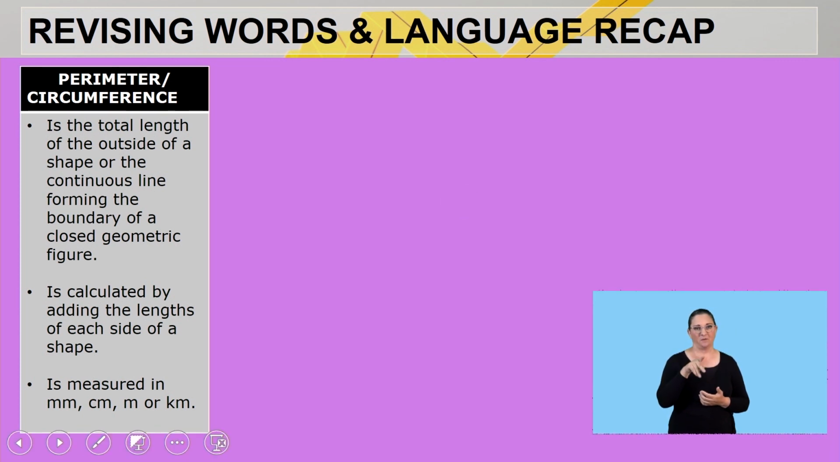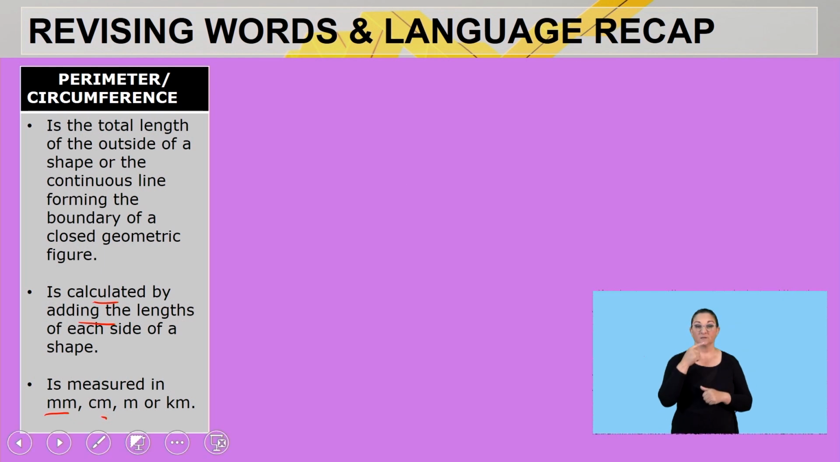And we said that perimeter, or circumference, is the total length of the outside of a shape or the continuous line forming the boundary of a closed geometric figure. Remember, circumference basically then is the perimeter of a circular object. We also indicated that perimeter is calculated by adding the lengths of each side of a shape. Then, since it's one-dimensional, we keep it as millimeters, centimeters, meters, or kilometers.